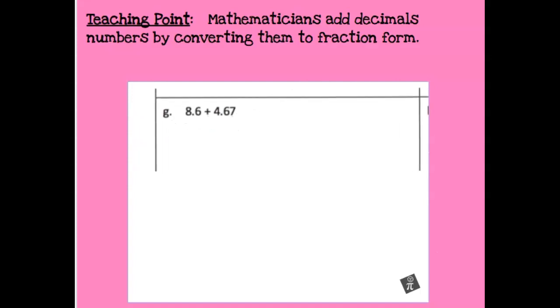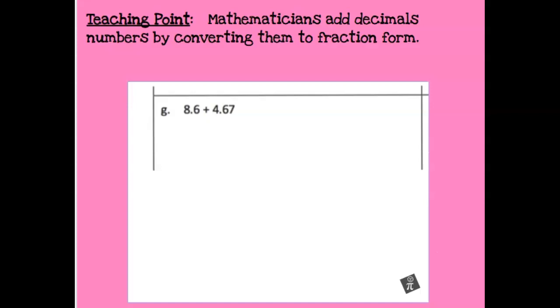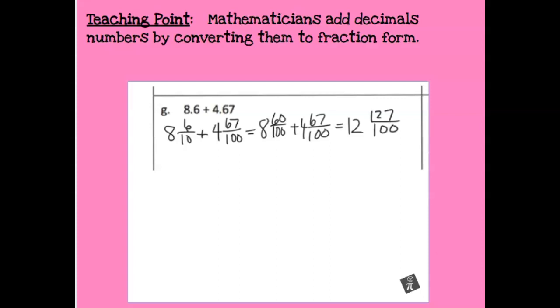So let's zoom in and look at problem G. So G, we've got 8 6/10 plus 4 67 hundredths, and we know that 8 6/10 can be rewritten as 8 60 hundredths plus 4 67 hundredths. And then we can add our whole numbers, so 8 and 4 equals 12, and then we can add our fractions, so 60 hundredths plus 67 hundredths equals 127 hundredths. And then I'm going to write it down here, 12 and 127 hundredths, because we can use our decomposition to rethink 127 hundredths as 100 hundredths plus 27 hundredths.